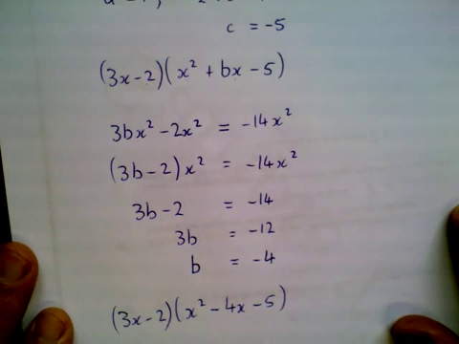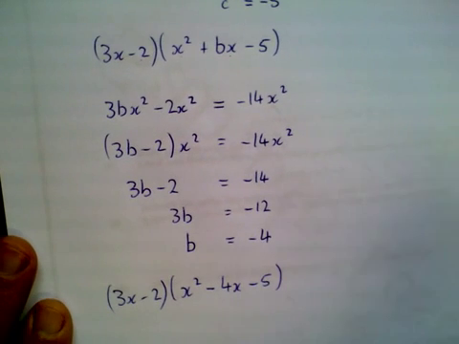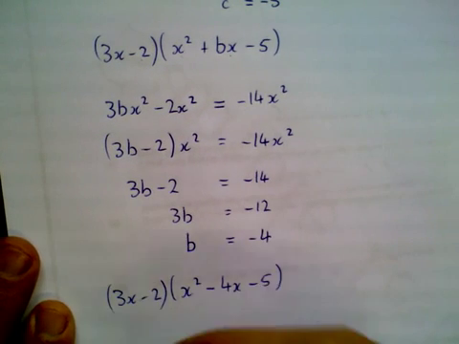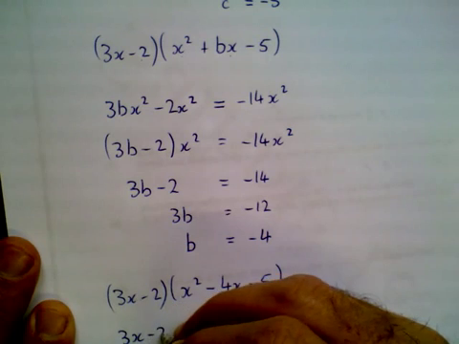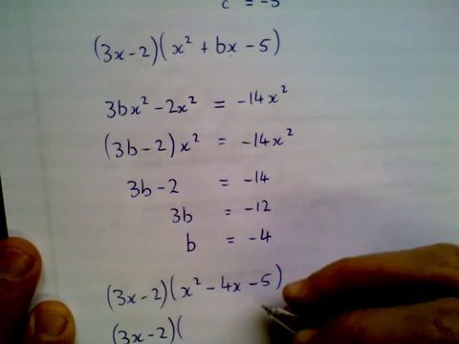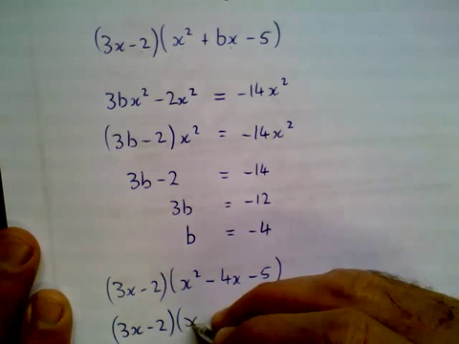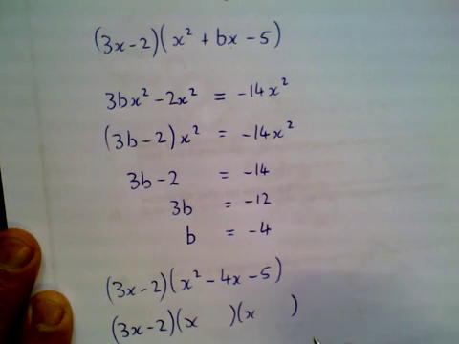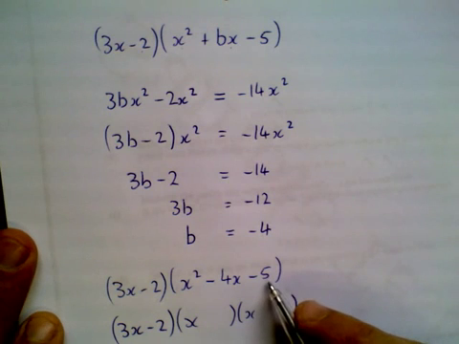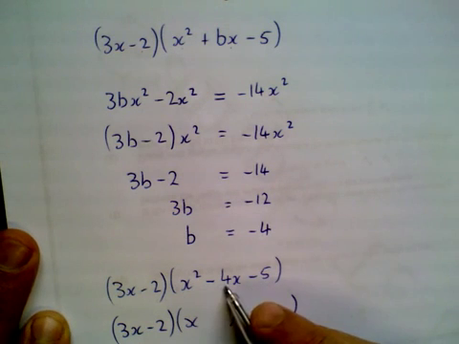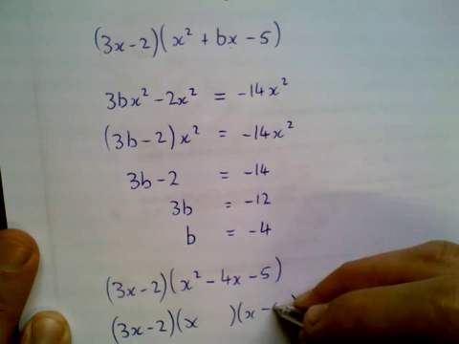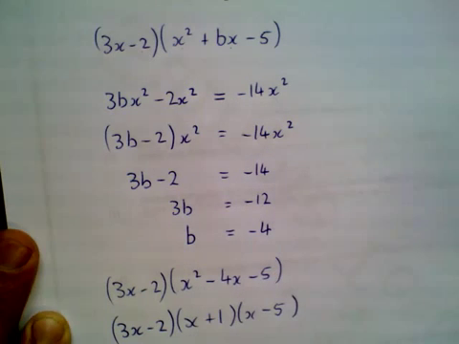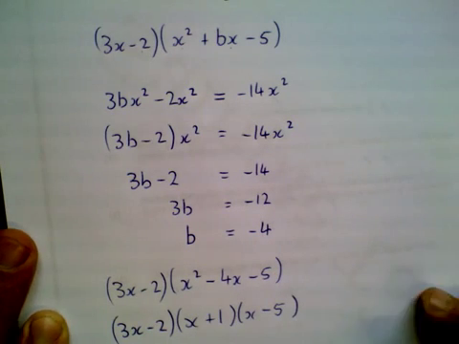Once we're down to there, we can do our final factorisation. We've got a quadratic trinomial here. We'll end up with 3x take 2, and we'll have two factors with x in them, and we need two numbers that multiply together to give negative 5, add together to give negative 4. So that'll be negative 5 and positive 1. So there's our final factorised form.